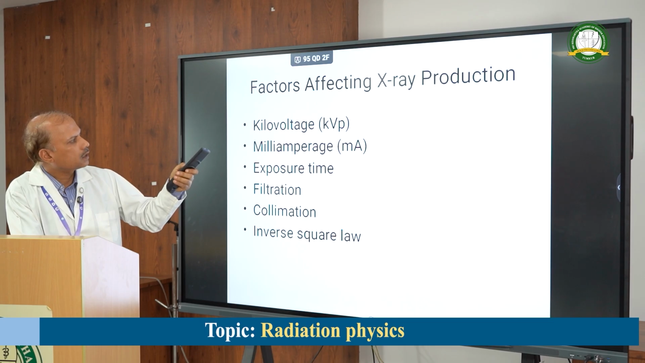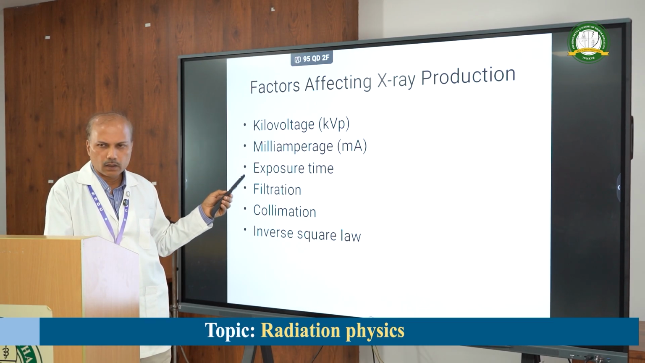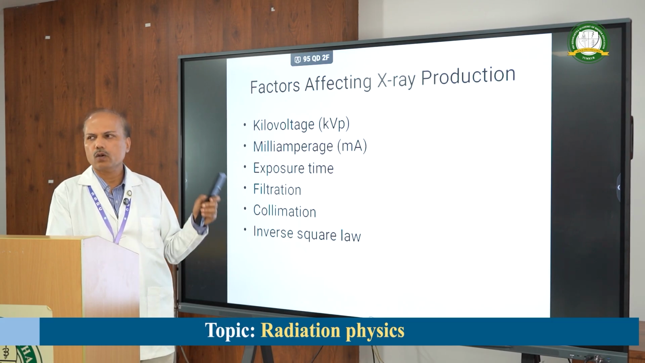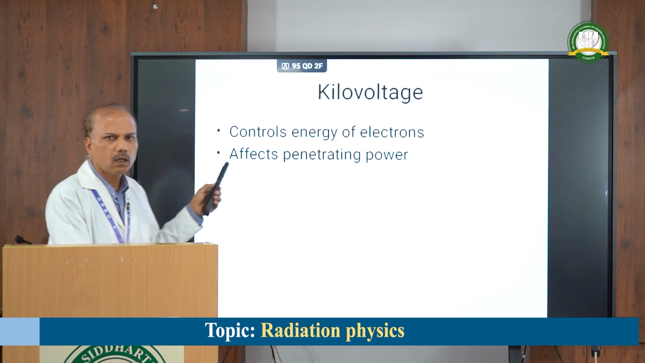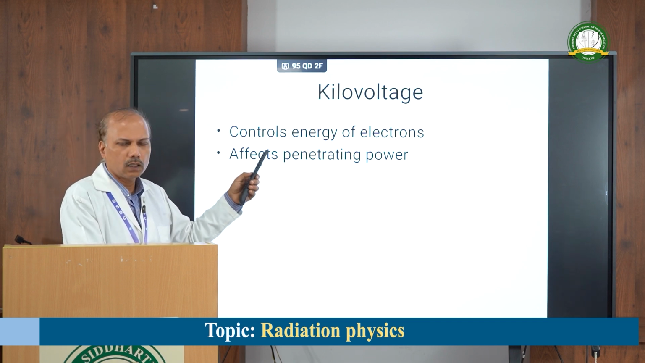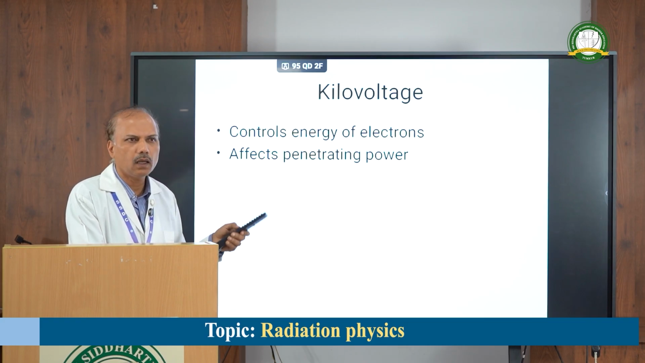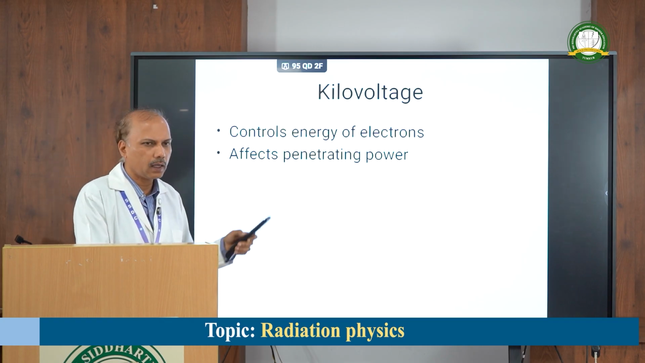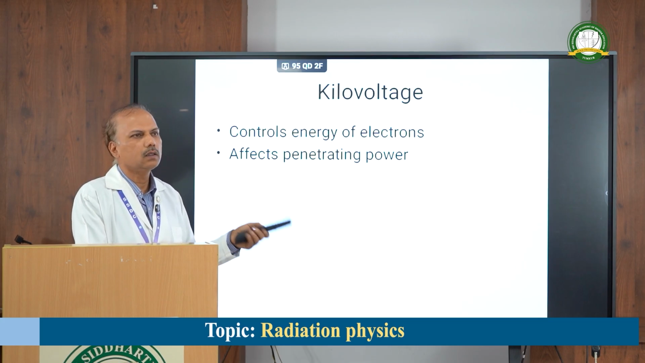The factors affecting X-ray production are the kilovoltage, milliamperage, exposure time, filtration, collimation and the inverse square law. These are the factors which affect the production of X-rays. Kilovoltage controls the energy of the electrons, that is the potential difference between the two terminals. So the higher the potential, the higher the X-ray energy levels. So it affects the penetrating power. If you have a higher energy X-ray, it increases the penetrating ability of the photon.